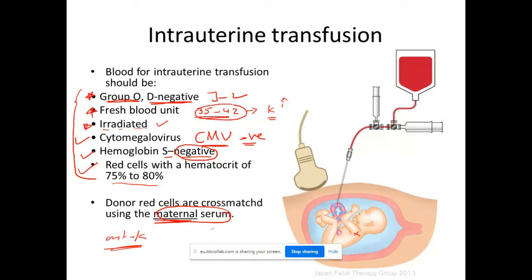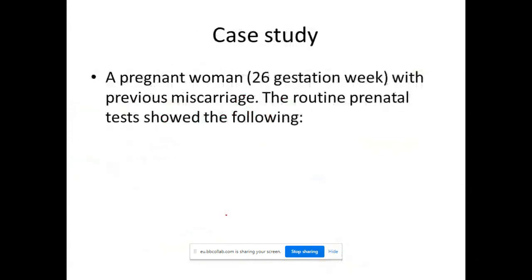The mother should not have an antibody against the donor cell, because this antibody will most probably be present in the baby's circulation. So the problem isn't solved; on the contrary, it worsens, and the patient could develop a hemolytic transfusion reaction. So it should be compatible with the mother's serum. Okay.